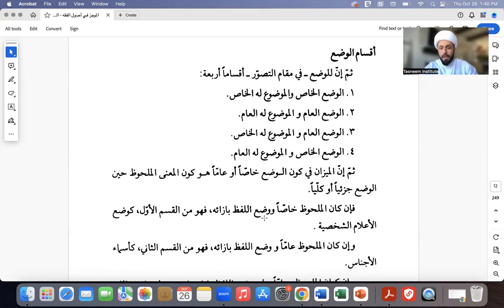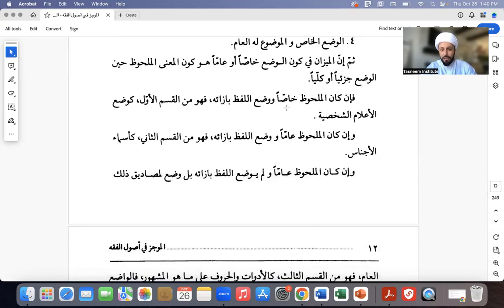Now, فإن كان الملحوظ خاصا ووضع اللفظ بإزائه فهو من القسم الأول. He says that if the meaning that is being considered is specific, and the word that we coin and designate for that specific meaning is also specific, then this is of the first type, where you have specific designation for a specific subject.